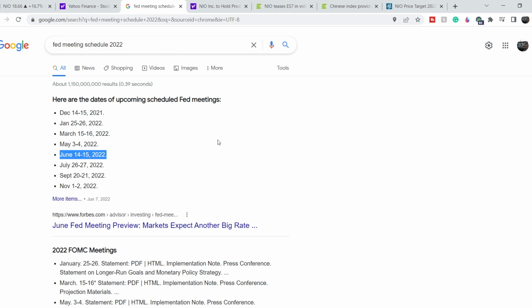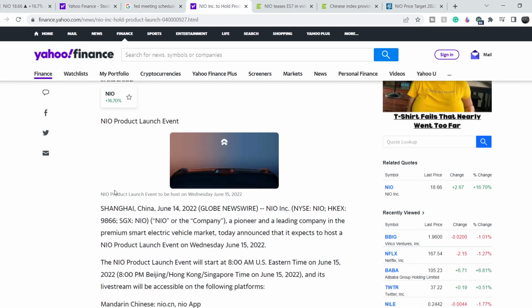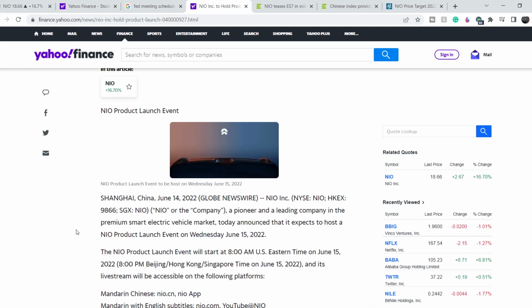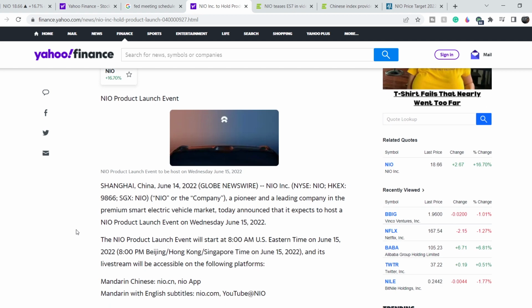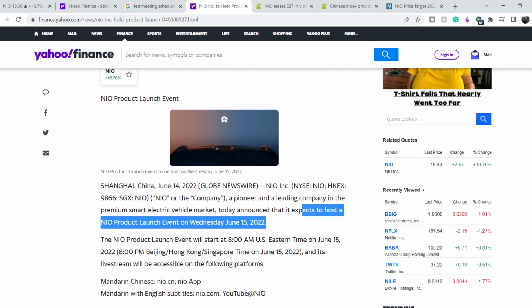So let's continue with the news directly related to NIO. First of all, right here we can see their press release, and on June 14th they published this. NIO Incorporated, a pioneer and a leading company in the premium smart electric vehicle market, today announced that it expects to host the NIO product launch event on Wednesday, June 15, 2022.